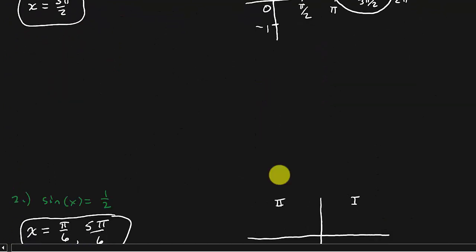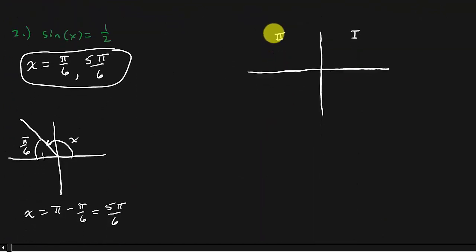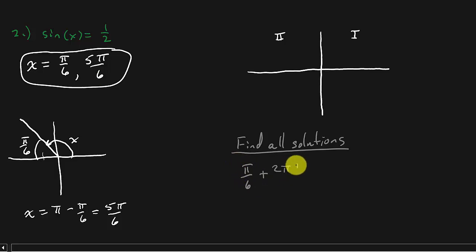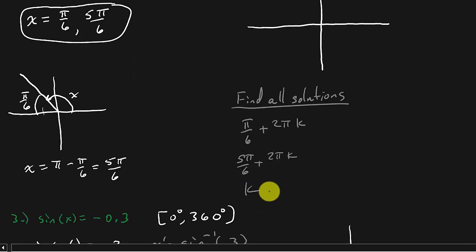All right. So what if we're in radians? Well, big deal, right? If it says find all solutions, it's the same thing. You take each of these angle measures and add the period. So this is going to be pi over 6 plus 2 pi k. You're just in radians. 5 pi over 6 plus 2 pi k. That's all solutions right there. That's what they mean. And of course, k is any integer.